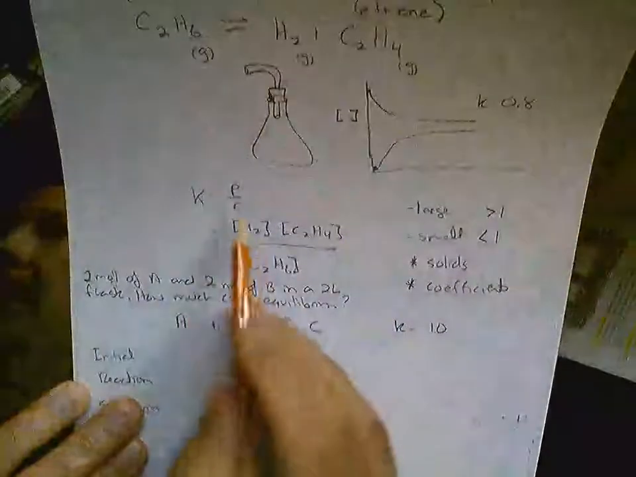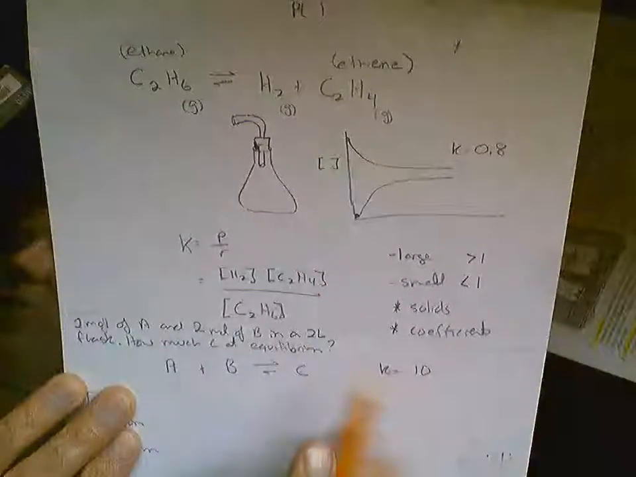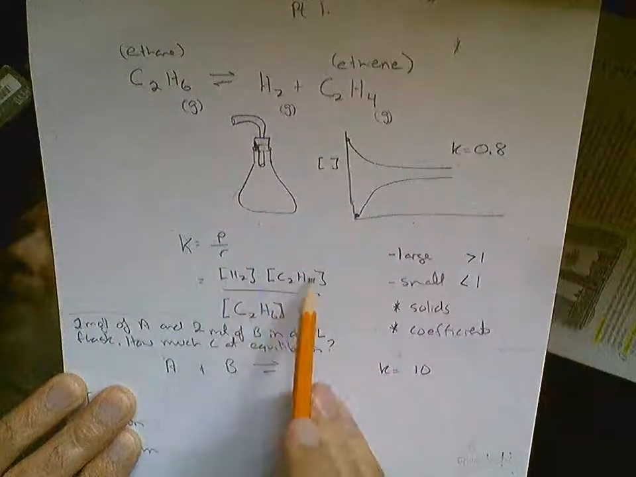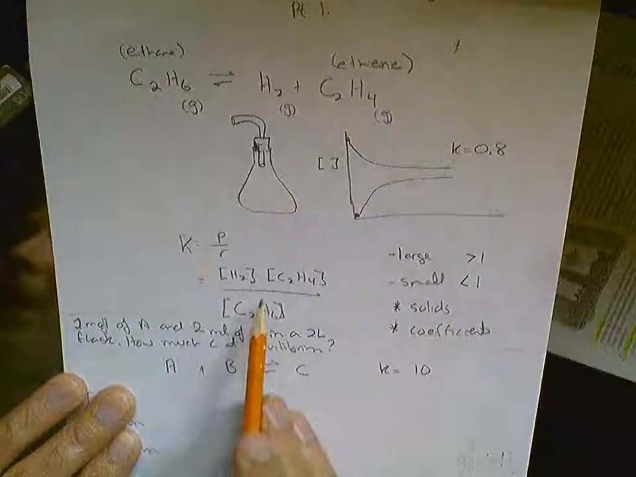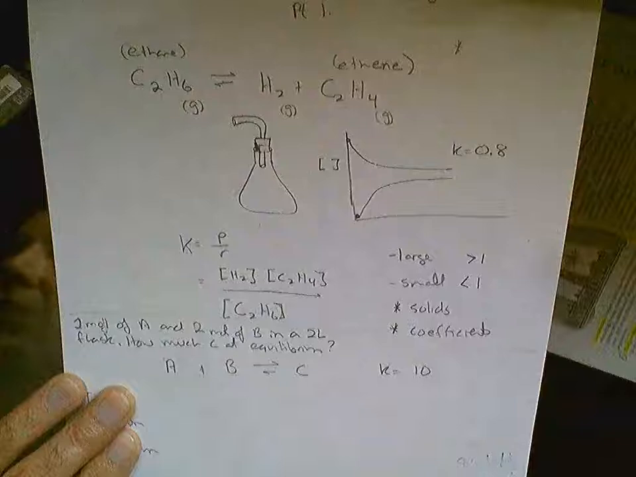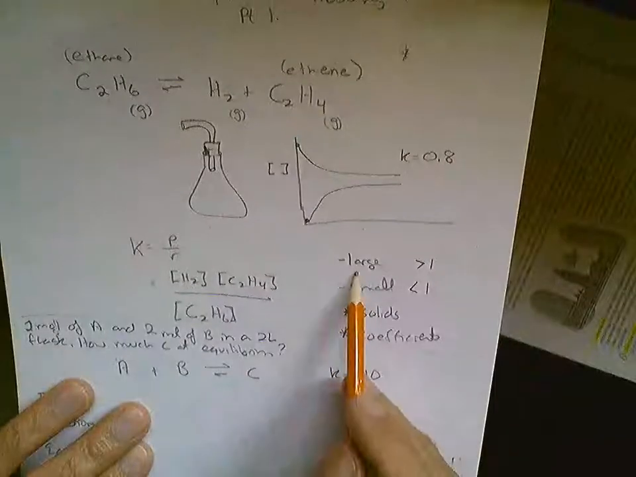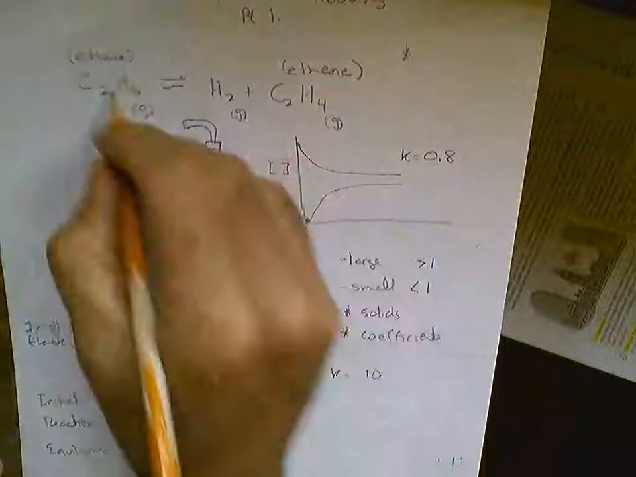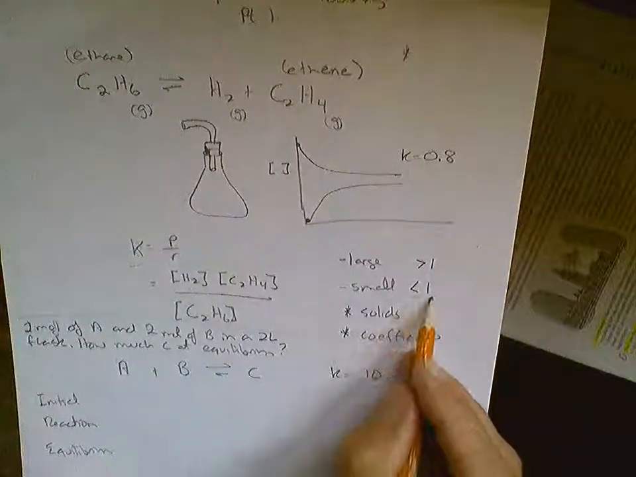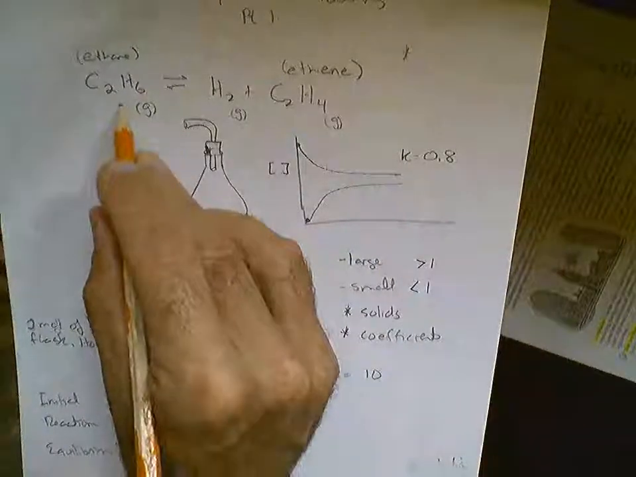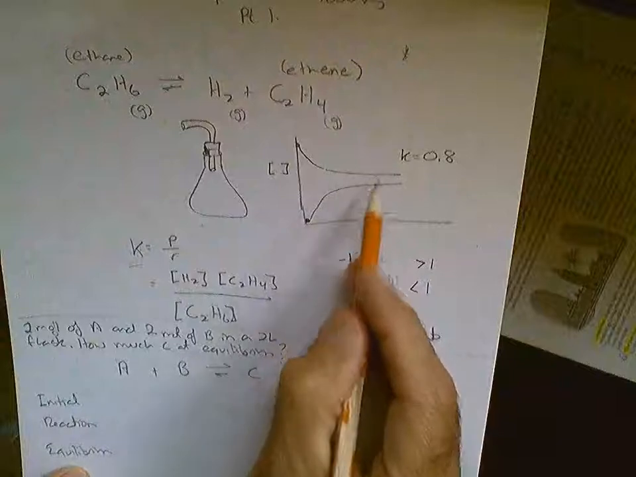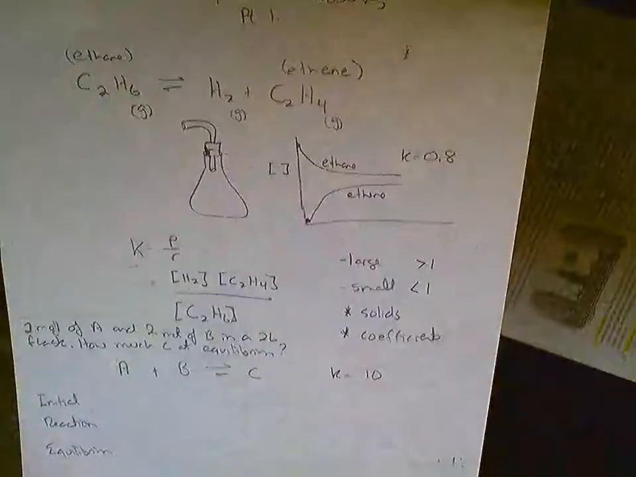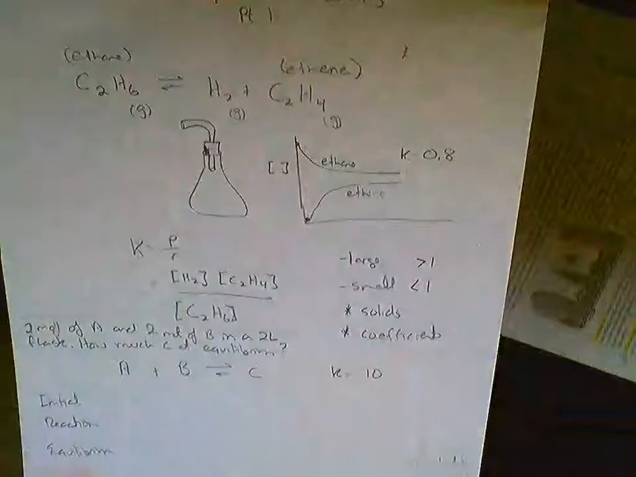K value is determined by taking the products over the reactants. So I take my concentration, square brackets, of H2, multiplied by my concentration of C2H4, and I divide it by my concentration of C2H6. If the K value I determine is large, greater than 1, that means when we've reached equilibrium, we're going to have more products than reactants. If my K value is small, less than 1, like in this case here, it means that my reactant side is favored. As in this graph, I would have more ethane than I would have ethene. I better write that again. That is ethene.